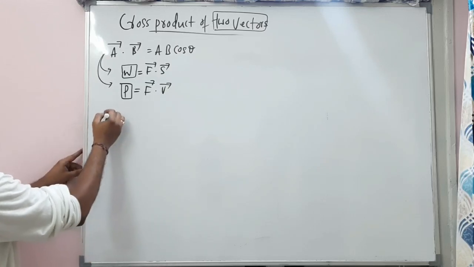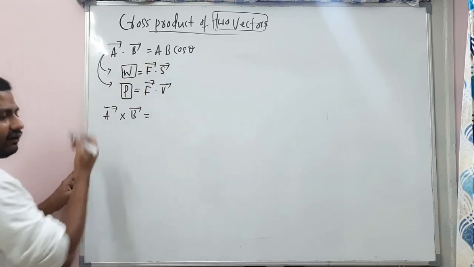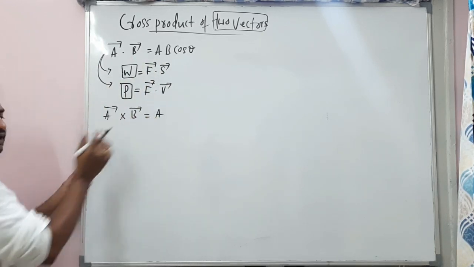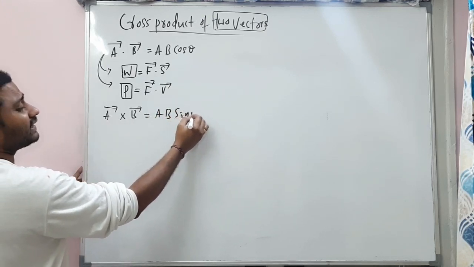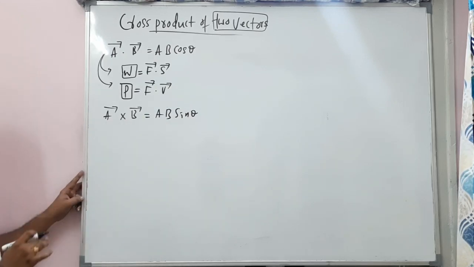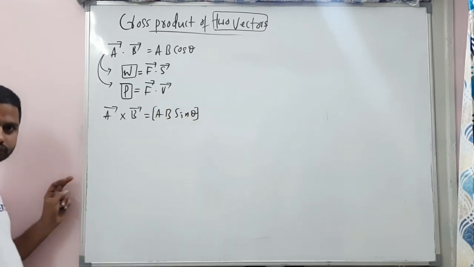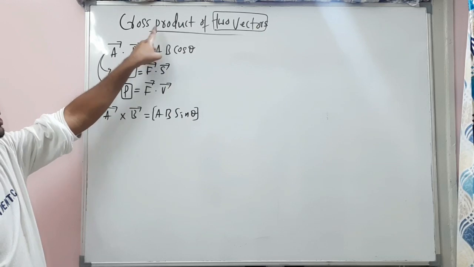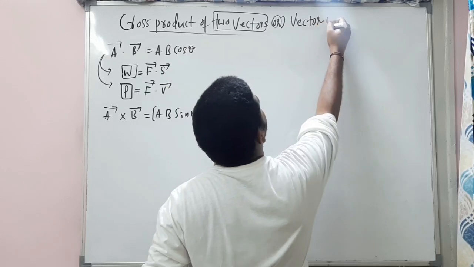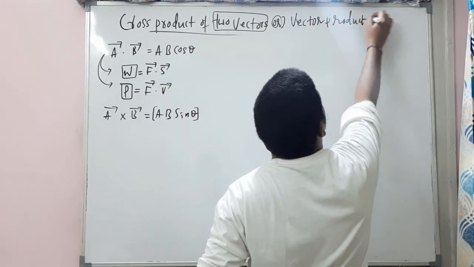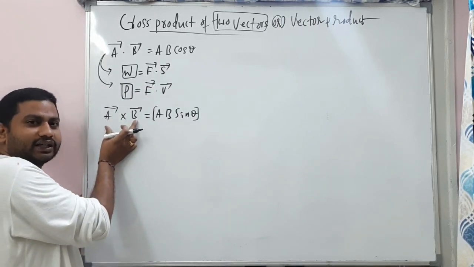The same thing, A bar cross B bar I am doing now. The formula will be the magnitude of A bar, it's A, the magnitude of B bar, it's B, and sine theta, theta being the angle between these two vectors. So completely magnitude again we have got. But the name is what we are doing? Cross product of two vectors. And this is also called a vector product, my dear students. So when you make a cross product here, you get a vector.